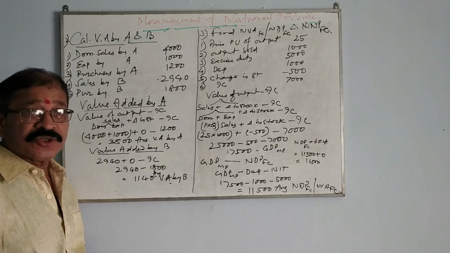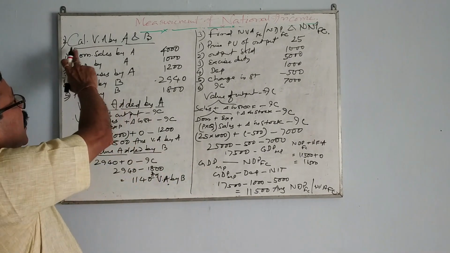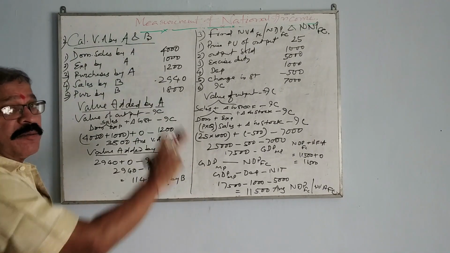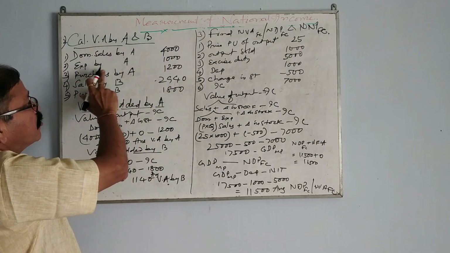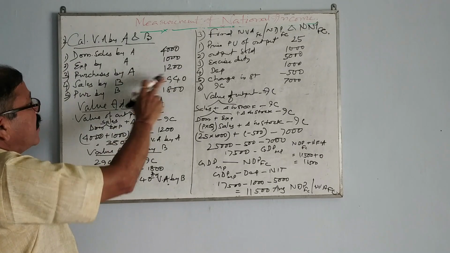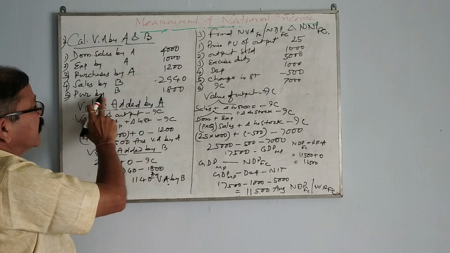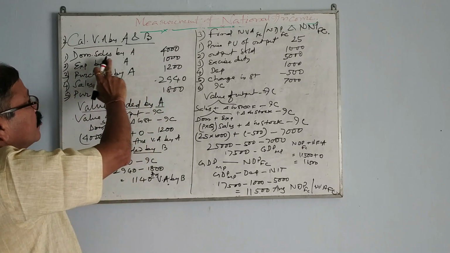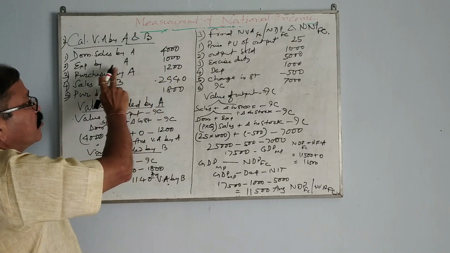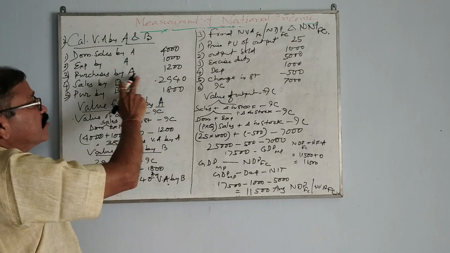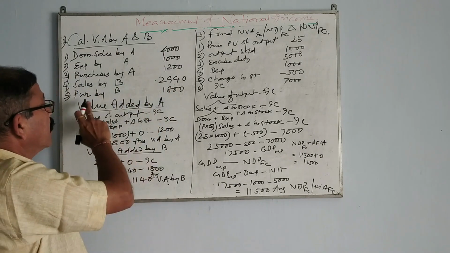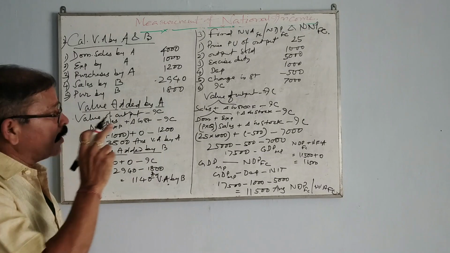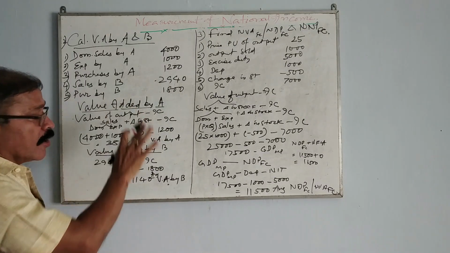Now, let's do another numerical. Calculate value added by A and B. Particulars: domestic sales by A, exports by A, purchase by A, sales by B, purchase by B. Domestic sales by A 4,000, exports by A 1,000, purchases by A 1,200, sales by B 2,940, and purchase by B 1,800. So now how to do it?